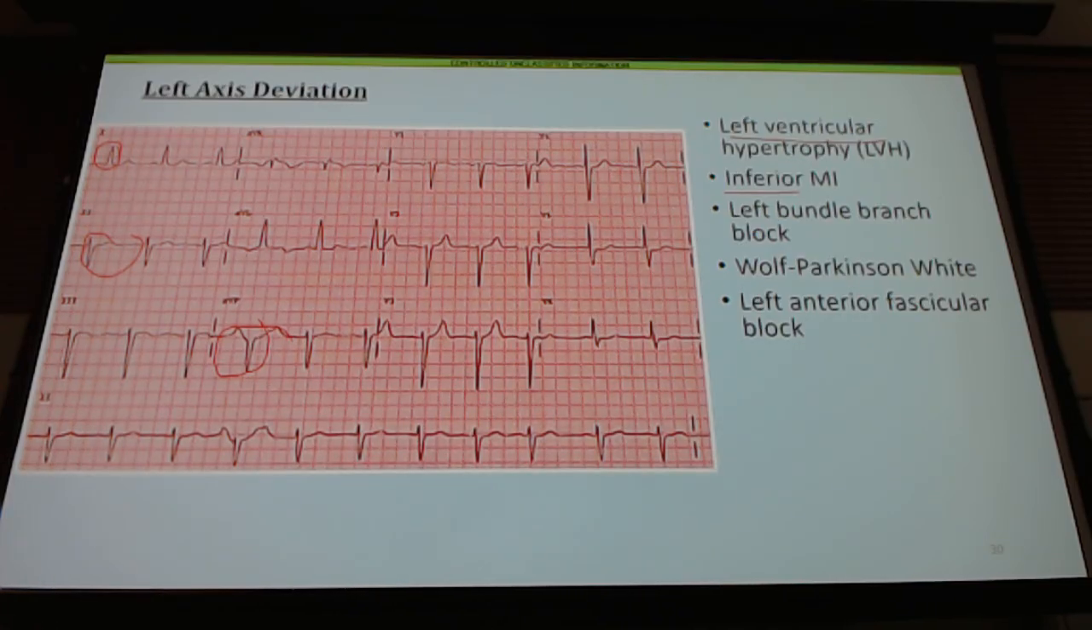Another thing that can cause a deviation is if the propagation of that action potential into that region is delayed.